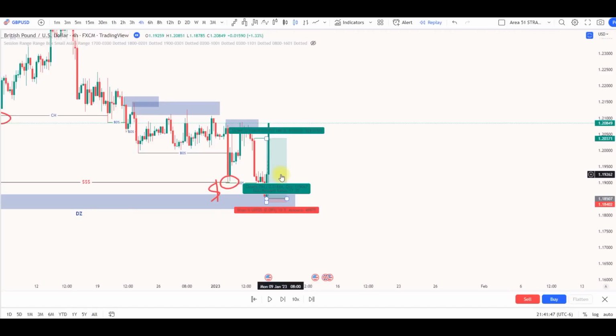Make sure you look for the demand zones and the supply zones and the liquidities, and also go into the lower time frame, looking for the change of character, putting your stop loss below that demand zone that created the change of character, and then targeting the higher time frame structures.